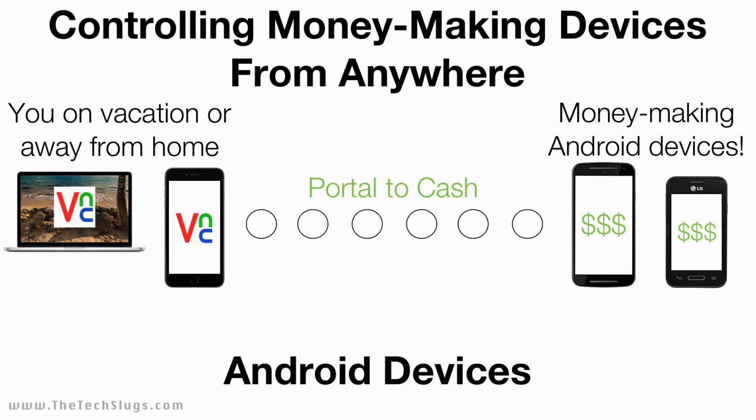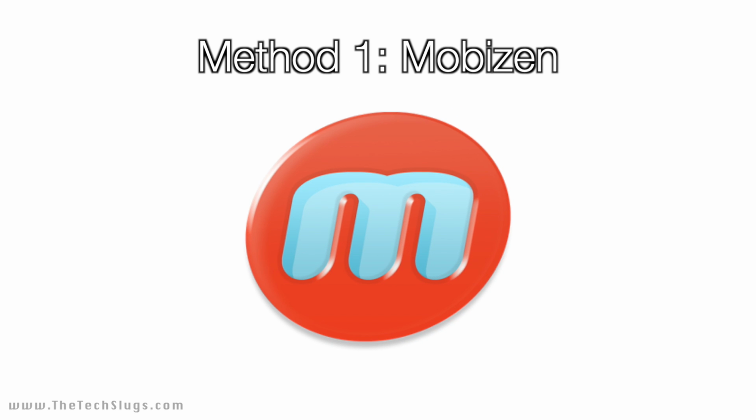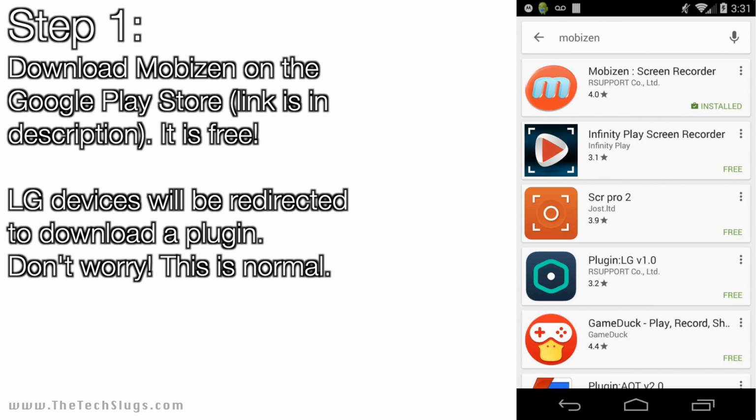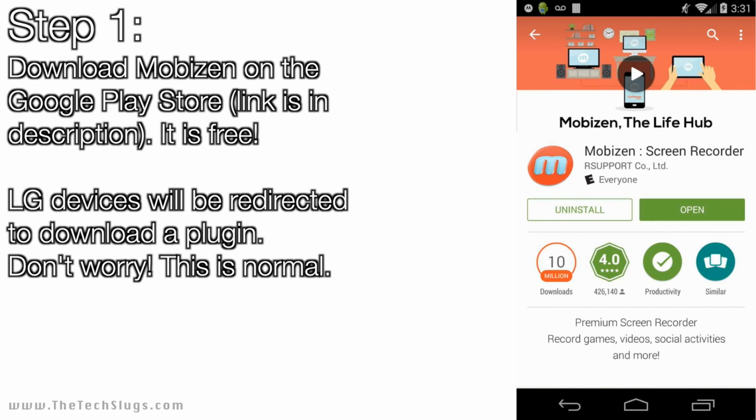So the first method that I would recommend you use to control money-making Android devices from anywhere would be with Mobizen. Now, this is actually my current preferred method. So to get Mobizen set up, you have to download their app on the App Store. I'll leave a link in the description to everything that you'll need. Once you download their app, you have to create a Mobizen account. On one Mobizen account, you can have up to 7 devices.